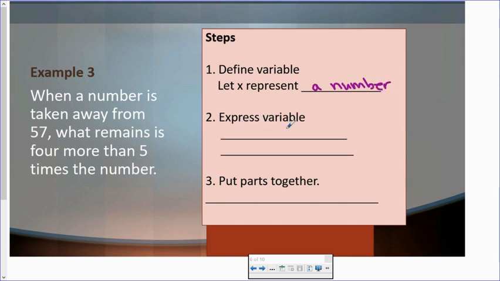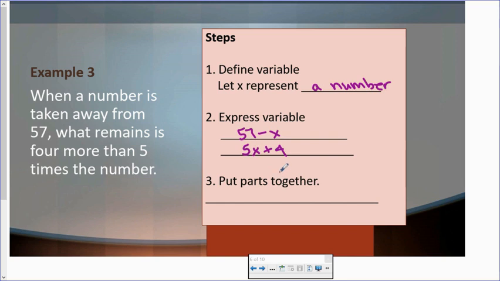And now our second step is to express the variable. So we're going to use this variable to write two expressions. When a number is taken away from 57, so I have my number and I'm taking it away from 57. Okay, so that's my first expression. And then my next one is, what remains is 4 more than 5 times the number. Okay, so I know I'm going to have 4 more, which means I would need to add, and then that's going to be 5 times the number. So 5 times the number would be 5x.